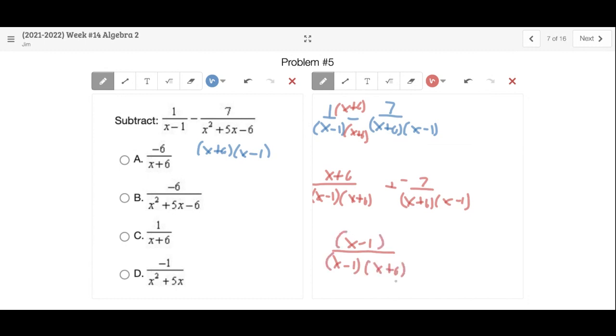Oh my goodness. Look at that. What happens if everything crosses off on top? What do we have to put there? You have to put a 1, right? So I'm left with 1 over x plus 6.